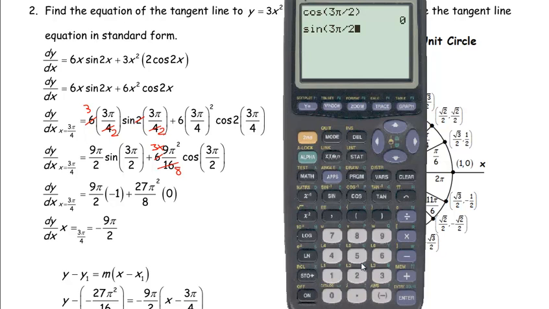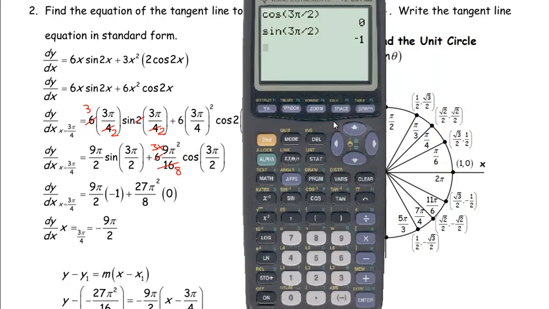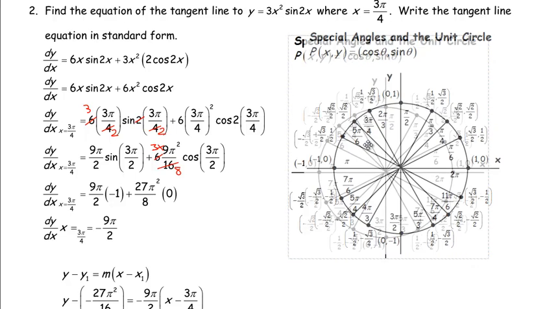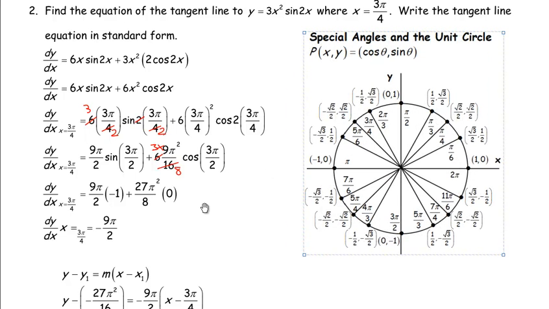Graphing, regular scientific calculator, doesn't matter. Okay, so there's a -1 as well. So a couple ways you can get that. I'm not going to get rid of that unit circle because I'll need it again in a moment. So 27 pi squared over 8 gets multiplied by 0, so that's gone. And then since this is -1 times the 9 pi over 2, which is -9 pi over 2. So that's the slope of the tangent line.